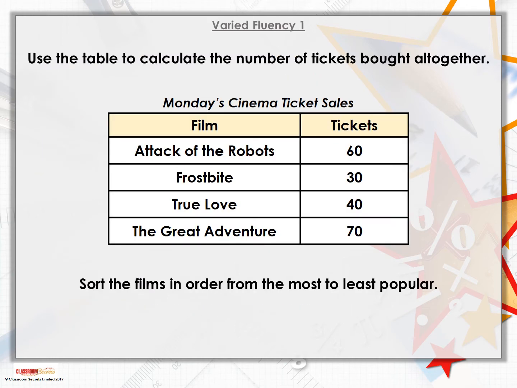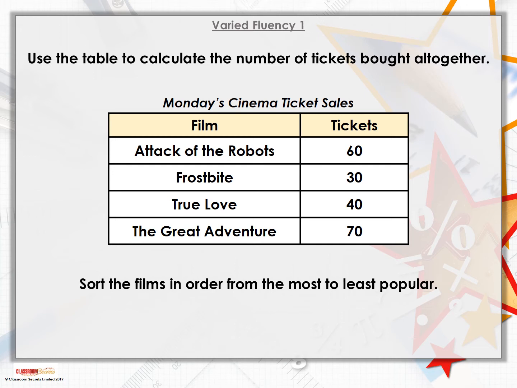So we've done lots of work on different charts and different graphs for the last couple of weeks. So let's have a look at our first question. It says use the table to calculate the number of tickets bought all together. So you can see it's got the cinema listings with all the different films and the number of tickets that were bought for each film.